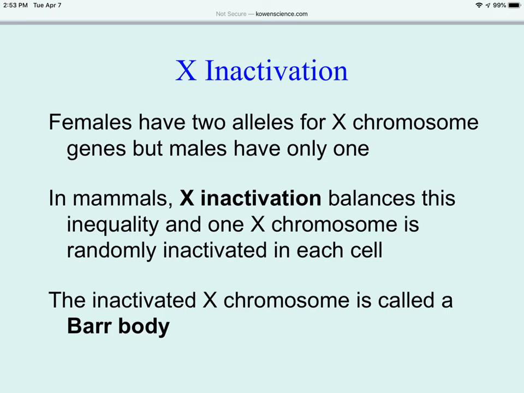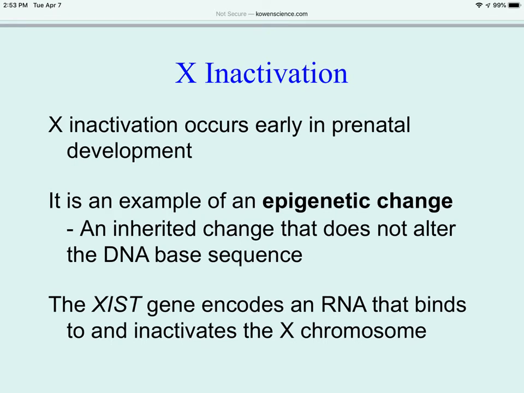If you do a cheek smear and look at the cheek cell, you can determine just from the cheek cell if an individual is a male or a female by looking for these Barr bodies. The X inactivation occurs early in prenatal development before the individual is born. It is an example of an epigenetic change, meaning the inheritance may change, but it's not because a change in the DNA base sequence or the ATGCs has occurred.